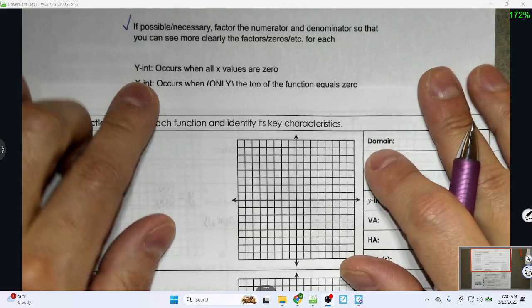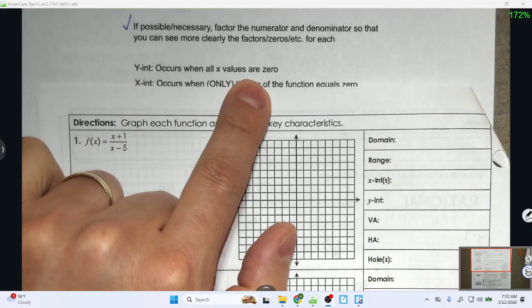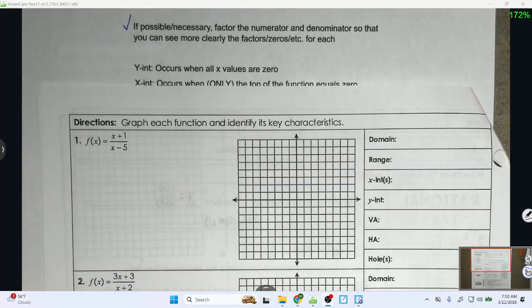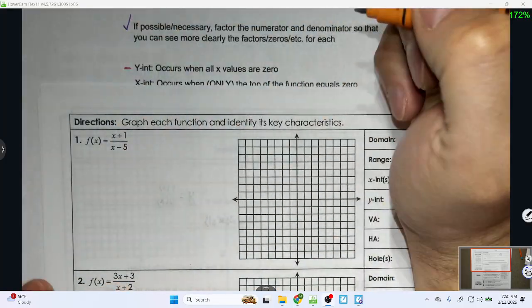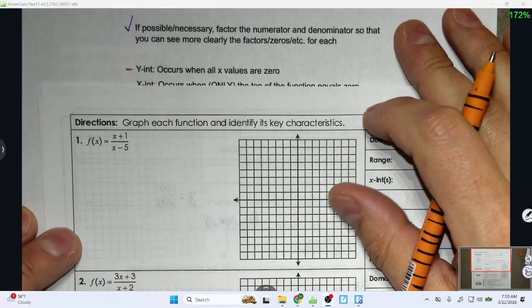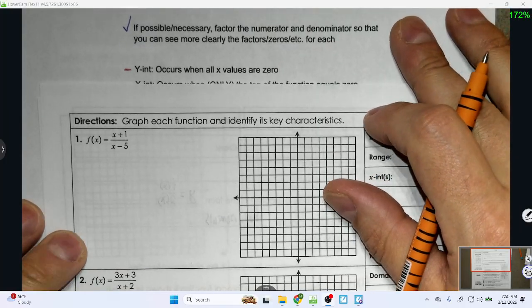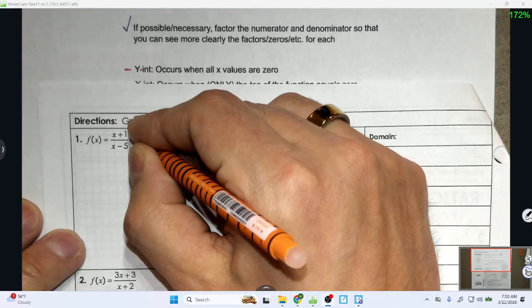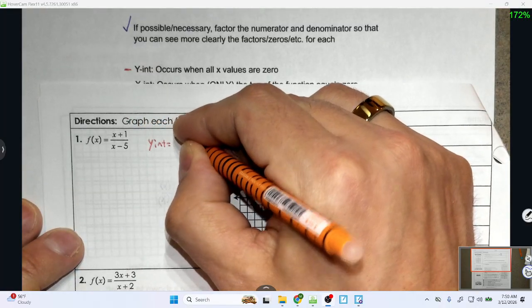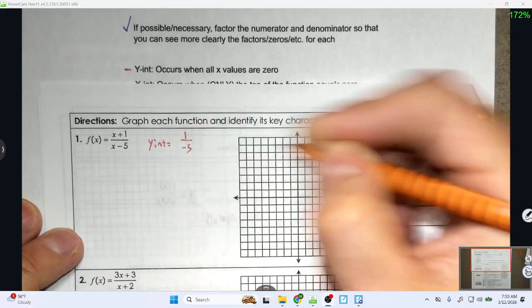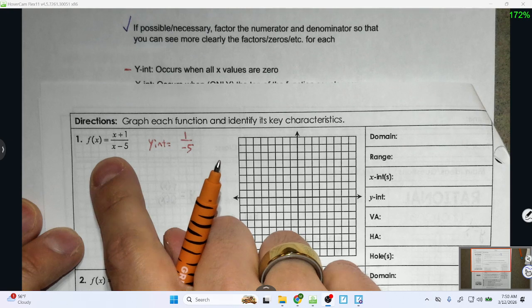Let's look at this. The y-intercept occurs when the x value is 0. So what we need to do, for this one, is plug in x equal to 0. We'll do some nice color coding here. We'll plug in x equal to 0. So when we're finding the y-intercept, that's going to be 1 over -5, if we put 0 here and here.